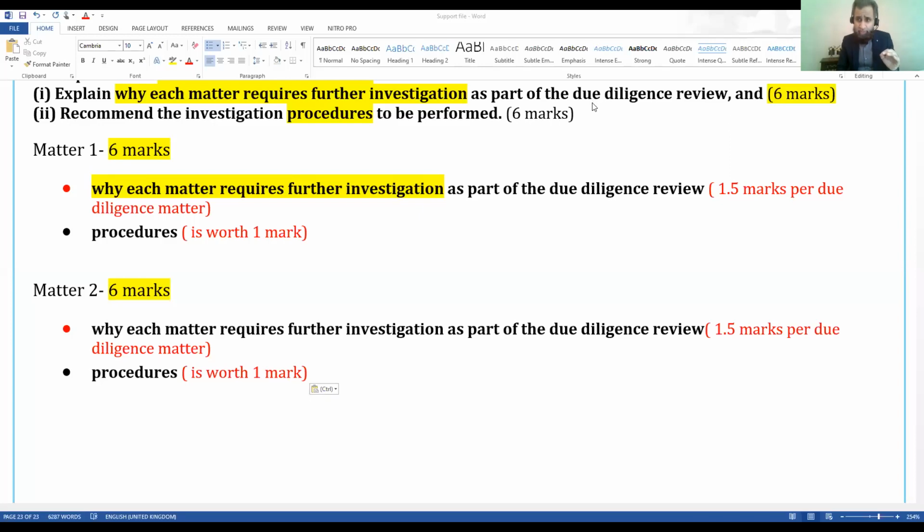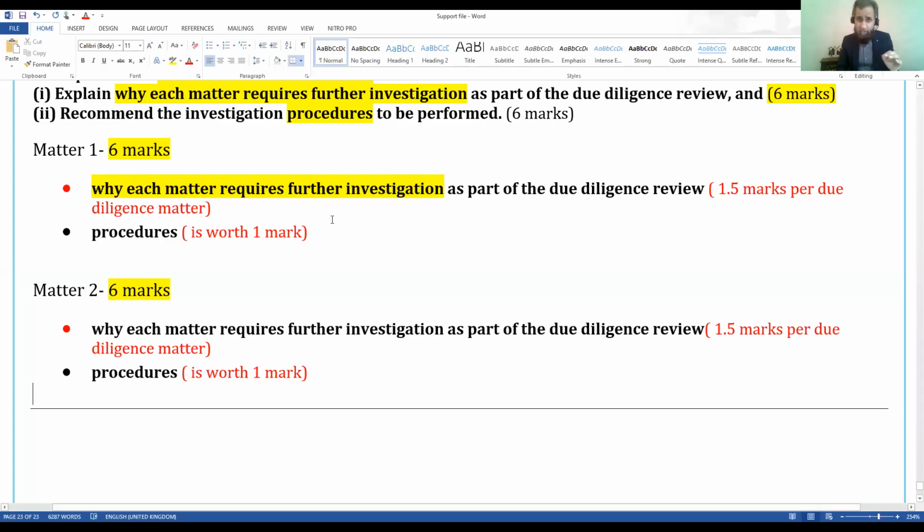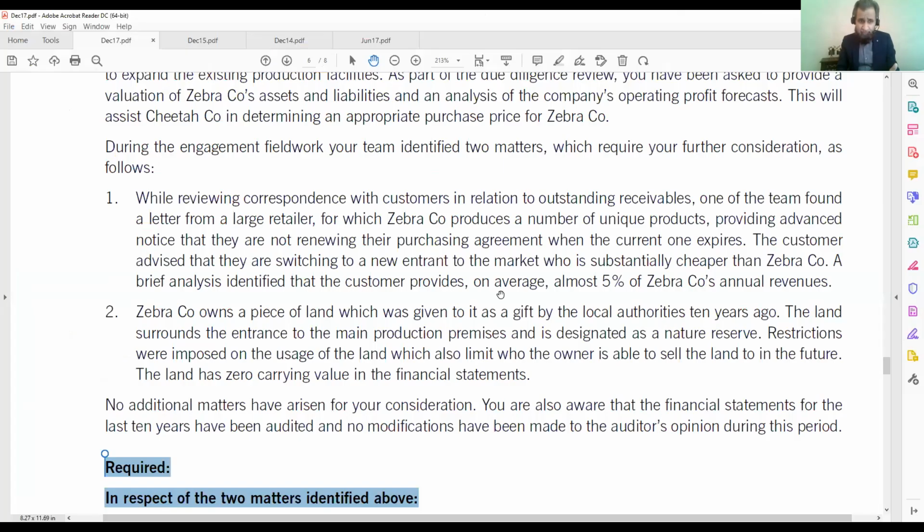as part of a due diligence review. I'll share the knowledge with you about what exactly a due diligence review is, and you will understand why each matter requires further investigation as part of a due diligence review. Right? Let's start the journey. Let's go back to the case. Let's put the case in front of you.